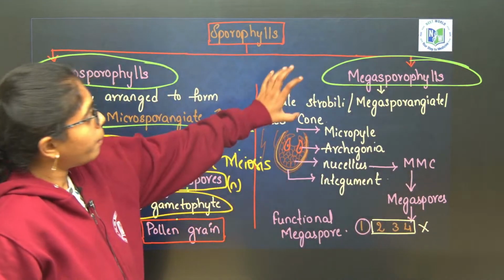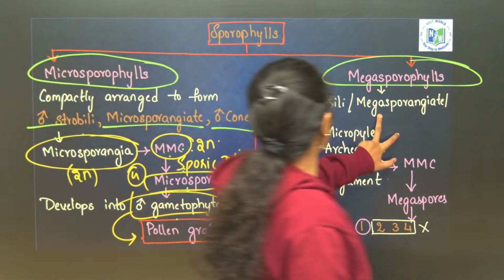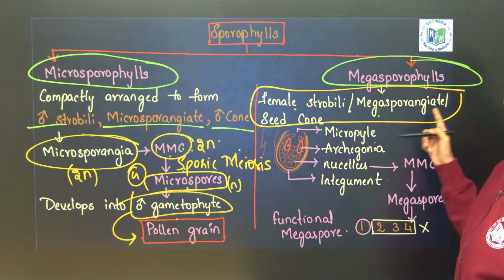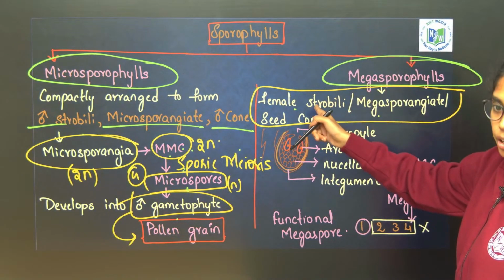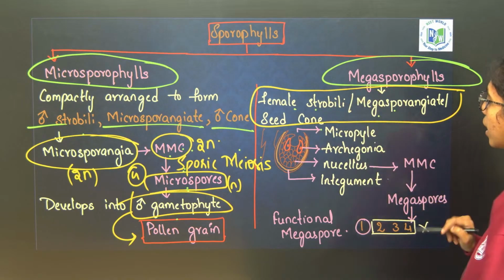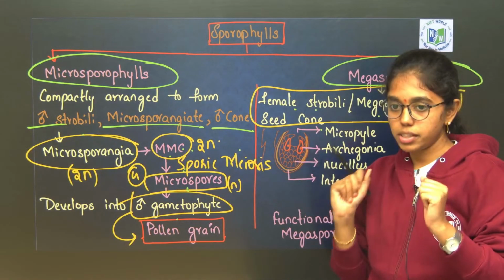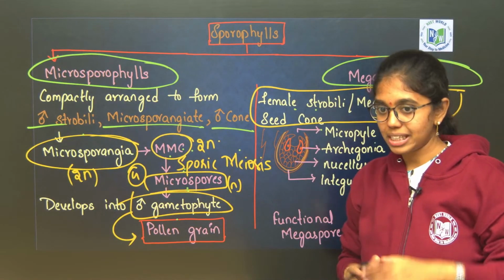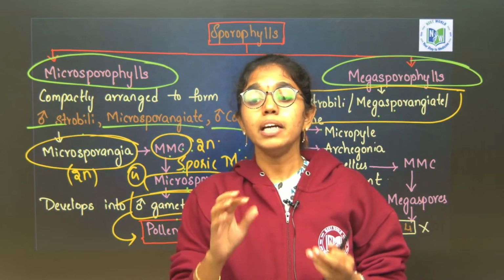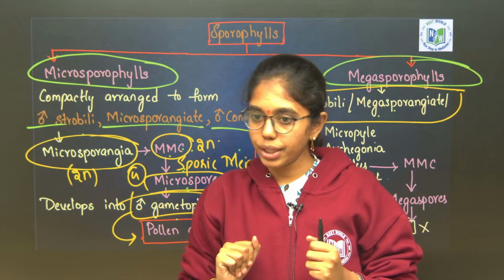So megasporophylls, here you see female strobili or megasporangiate or seed cone. These are the synonyms that you can give for the megasporophylls. What is it called as? Female strobili, megasporophyll or seed cone. Okay. So this has integuments over it. Unlike pteridophytes, there are no integuments present in the pteridophytes. You can see a precursor to seed habit, but there is no seed formation happening in the pteridophytes.